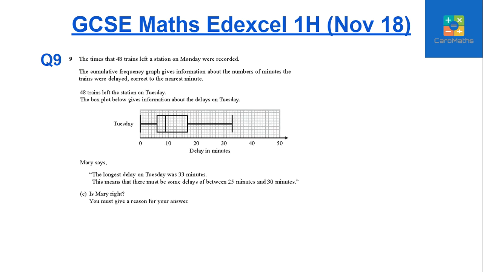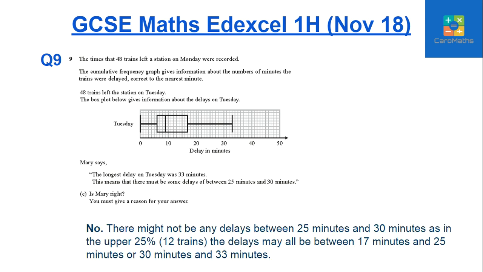Mary says, the longest delay on Tuesday was 33 minutes. This means that there must be some delays of between 25 and 30 minutes. Is Mary right? You must give a reason for your answer. No, there might not be any delays between 25 minutes and 30 minutes, as in the upper 25%, 12 trains, the delays may all be between 17 and 25 minutes or 30 and 33 minutes.